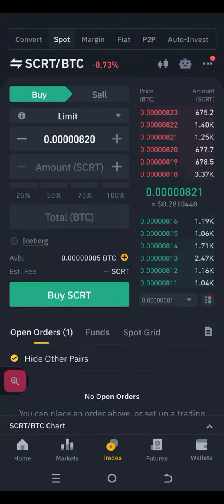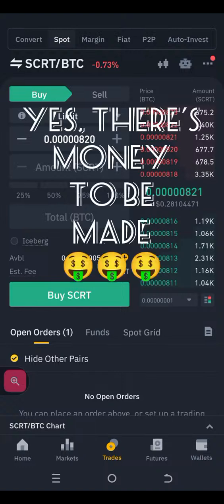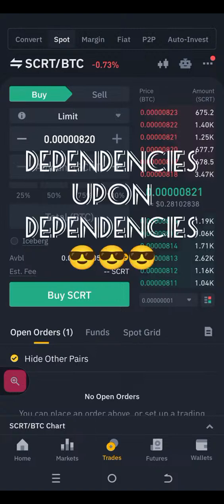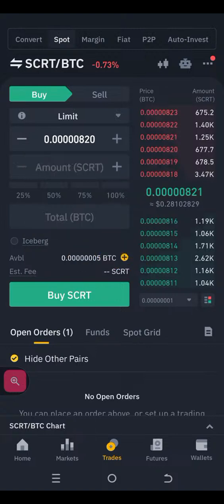Okay? So we have the propensity to make 4% plus in the triangular arbitrage, and now 3.5%, which we can't make because of withdrawal and deposit networks. Okay, now, is there money to be made? Yes, there's money to be made. But what is stopping us from making this money are the dependencies upon dependencies. Okay, so let's go to my all-time favorite, spot trade.